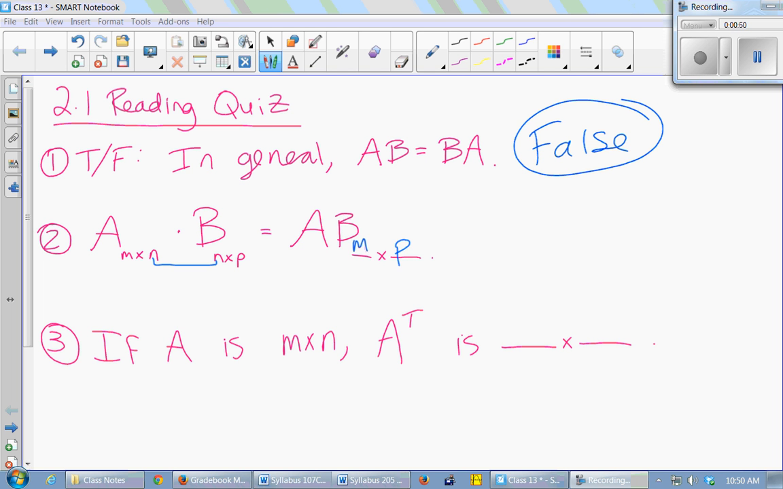All right, if A is an M by N matrix, what is A transpose? N by M, right? Because the transpose just makes rows columns and columns rows, so it's going to switch the dimensions.